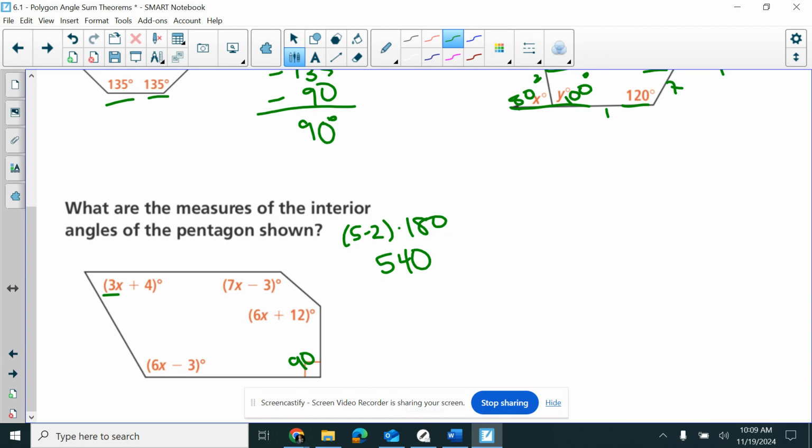So what I would probably do is just combine my like terms first. Add all those, I get 22x. Then add all of the constants. Make sure you don't forget about the 90. So I add all those numbers together and I get 100. So then you can solve for x and you can just plug x back in to find all the missing angles. All right, so those are my interior angles.